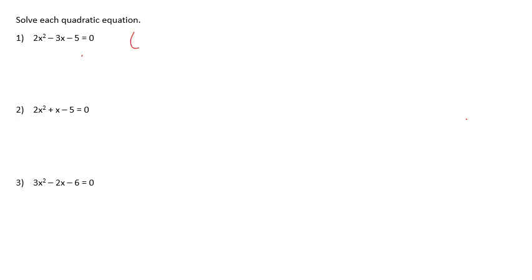I'm going to start. There isn't a greatest common factor. There's nothing that divides 2, 3, and 5, and there's no common variable. So I'm stuck with the hard way. So 2x squared, 2x times x is the only possibility.